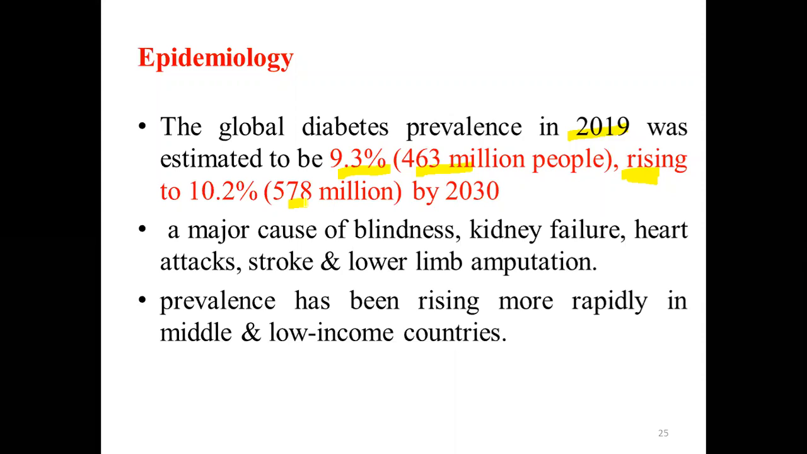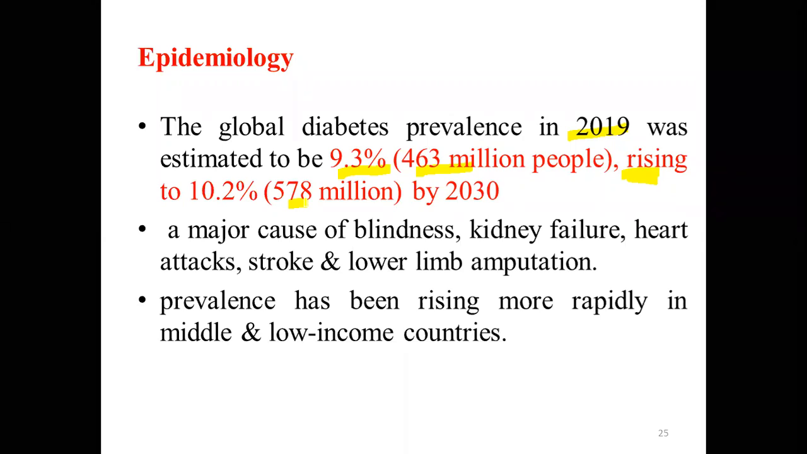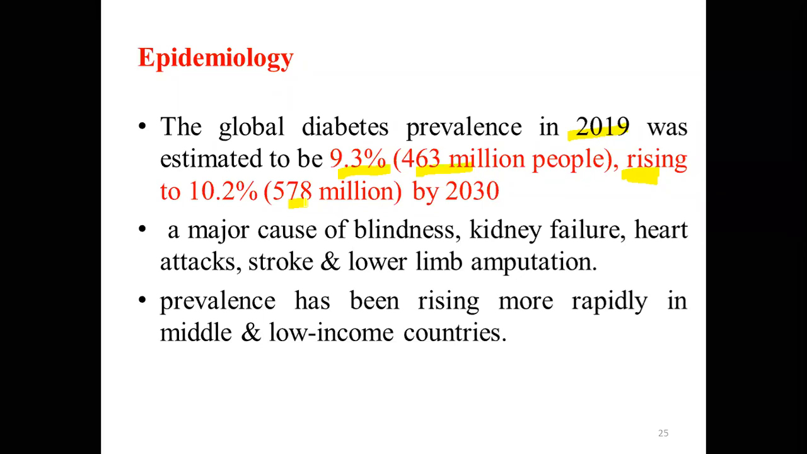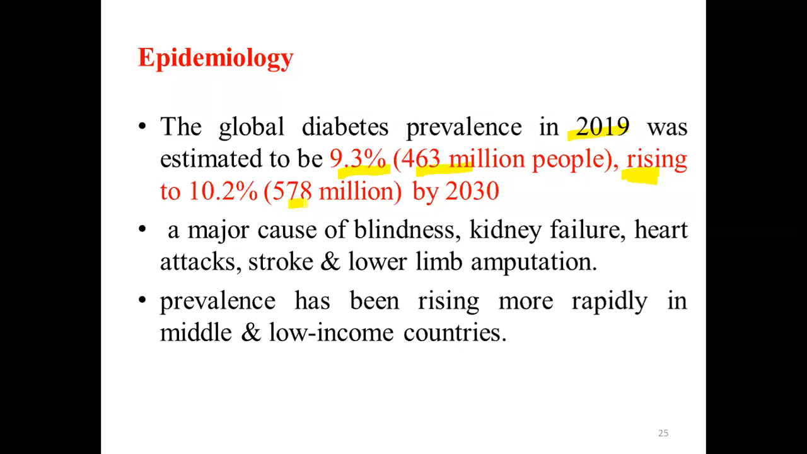So really, the global burden of DM is very high, and the prevalence of DM is very high in developing as well as in developed countries nowadays. As a result, it is a major cause of blindness, kidney failure, heart attack, stroke, and lower limb amputation. Those are the complications of hyperglycemia, or high sugar level. Remember, because of the osmotic effect of glucose, it can cause osmotic damage of the retina, and the patient will end up having a loss of vision.